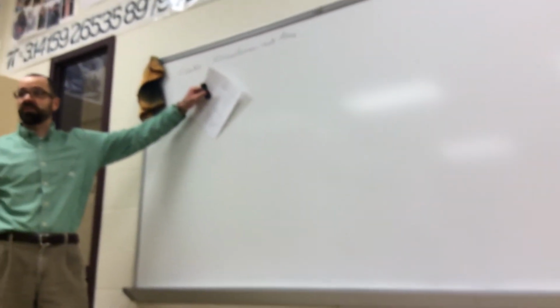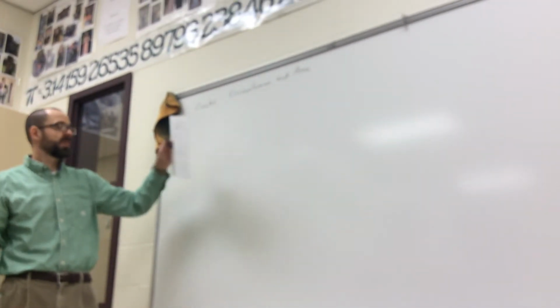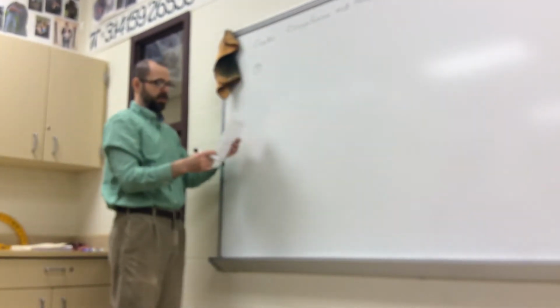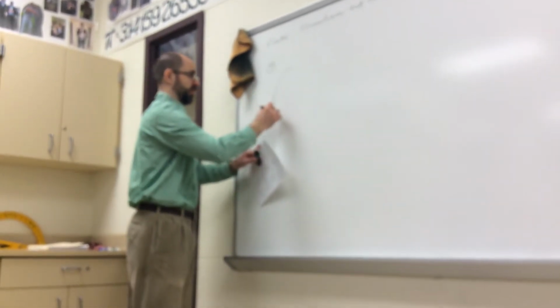So the title of the paper is Circles, Circumference, and Area. And we're going to look at number 9 first. Don't have to draw this picture.